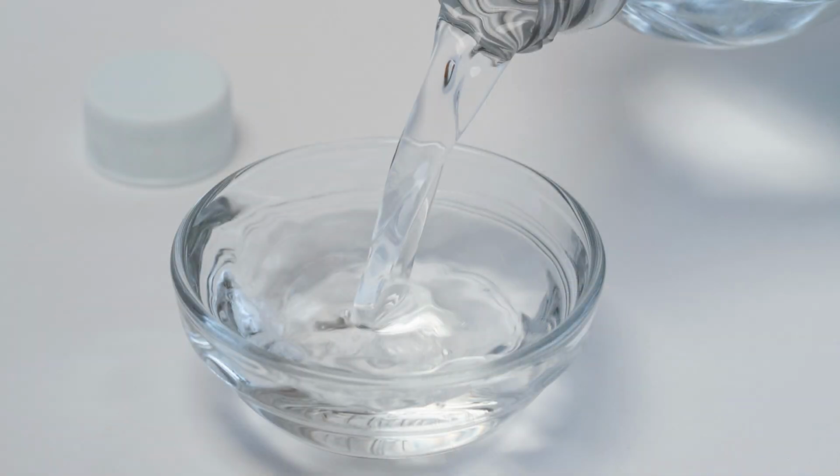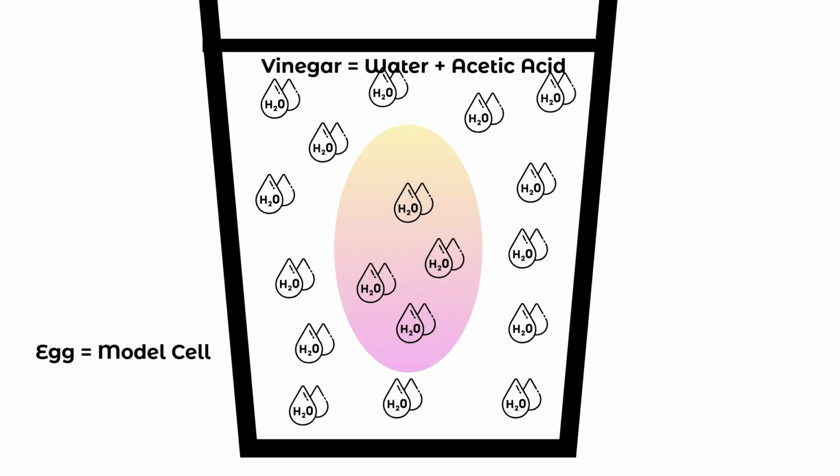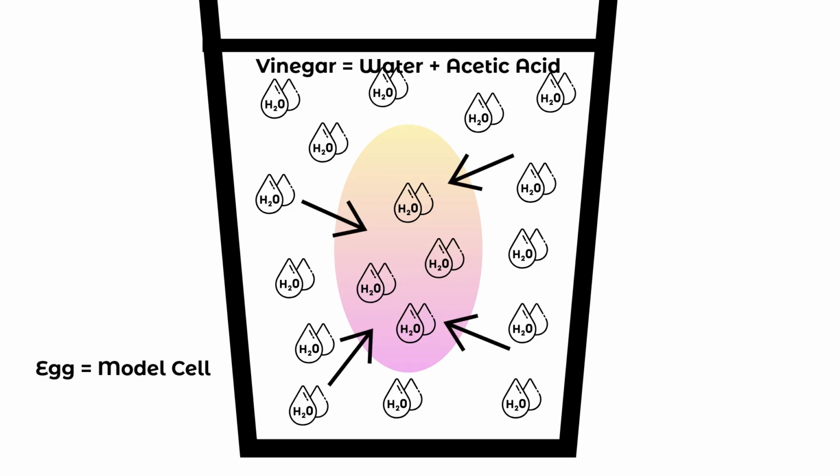Once the shell is removed, the water within the vinegar will have diffused into the model cell. This occurs because the concentration of water molecules outside the cell is greater than the concentration of water molecules inside the egg. Diffusion is a process where molecules move from where there are more to where there are less.